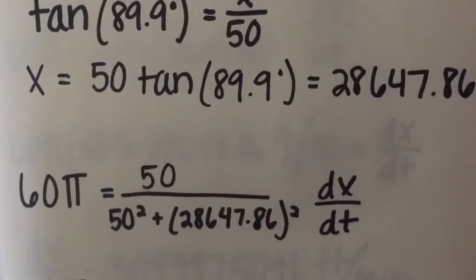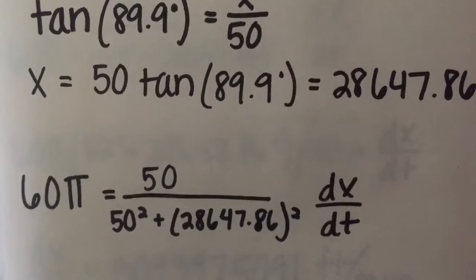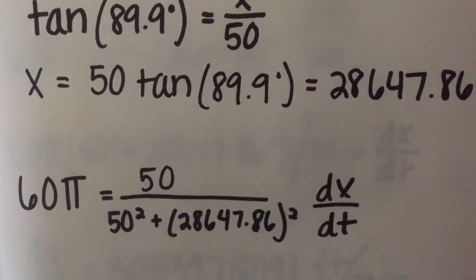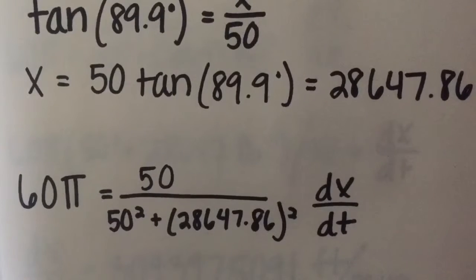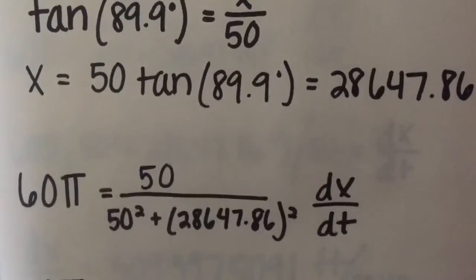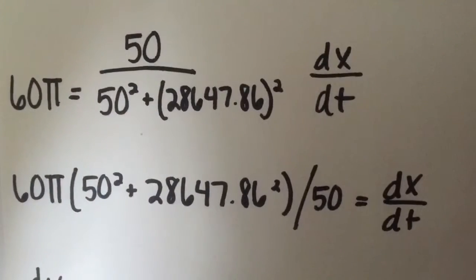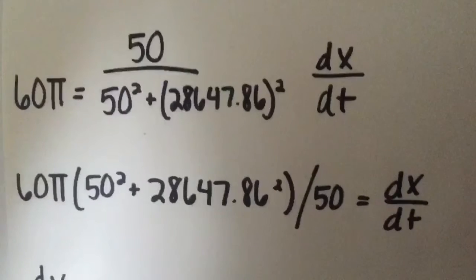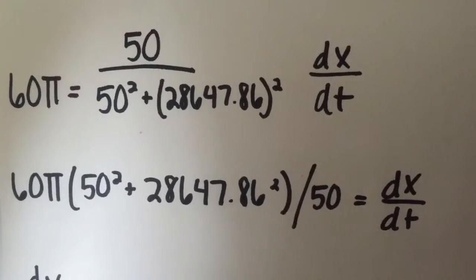Now we can begin plugging into our equation some more. We plug in for our d theta dt our 60 pi, which we figured out earlier in the problem. And we have 50 over 50 squared plus 28,647.86 squared times dx dt.